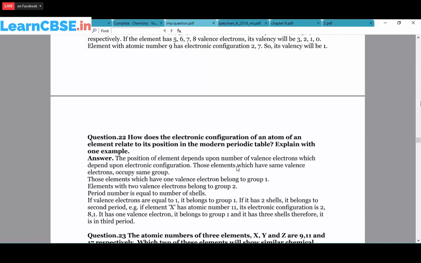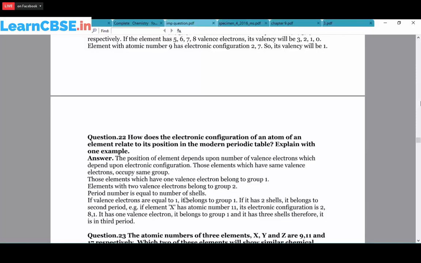The position of the element depends upon the number of electrons in it. Elements which have the same number of valence electrons occupy the same group. If the elements end with 1 electron in the outermost shell, they will occupy group 1. If it's 2 electrons in the valence shell, it will occupy group 2. If it's 3 electrons in the valence shell, it will occupy group 3. So like this.